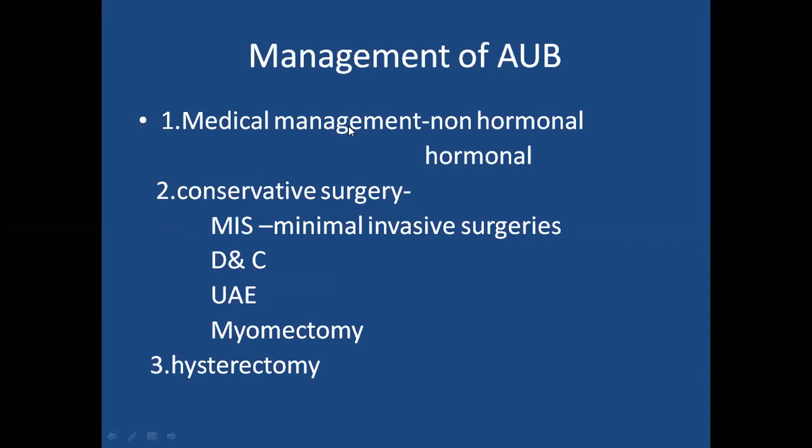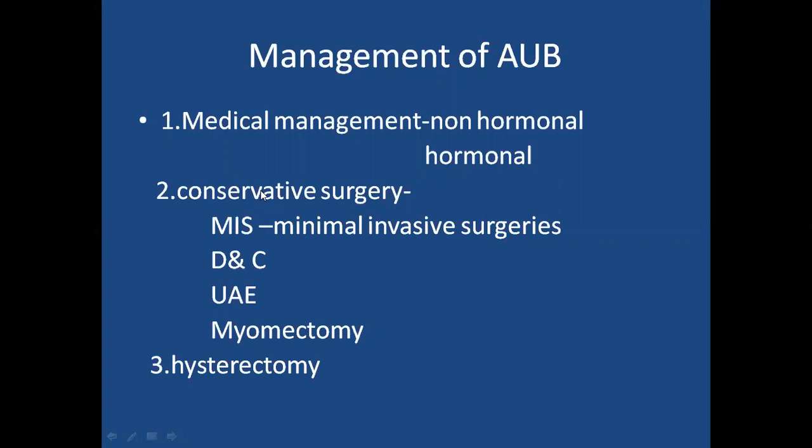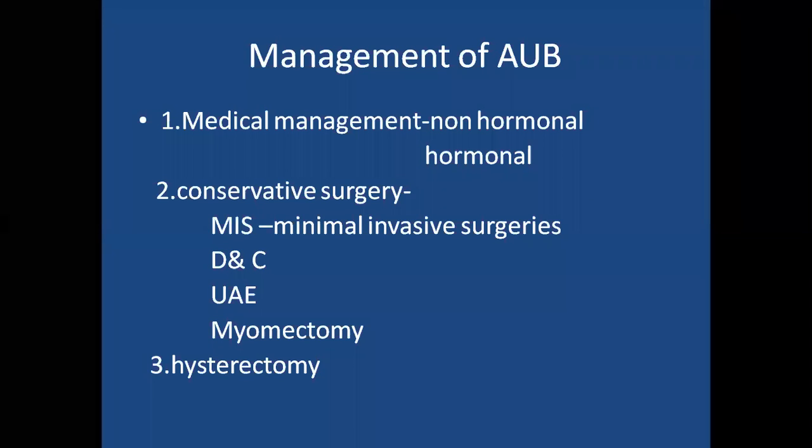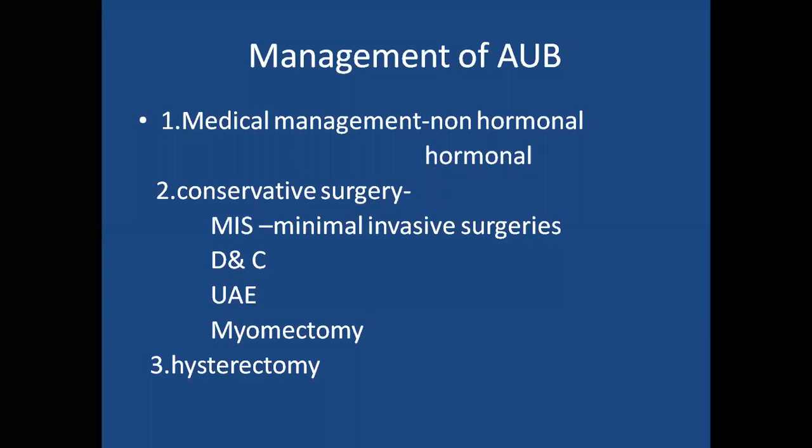So coming to management of AUB, it can be divided under the headings of medical management and surgical management. Surgical management is again divided into conservative surgeries and radical surgery. Radical is hysterectomy, you remove the organ, whereas medical management is divided into non-hormonal and hormonal therapy. The conservative surgeries are MIS, that is minimal invasive surgeries, D&C is also included, then uterine artery embolization and myomectomy.